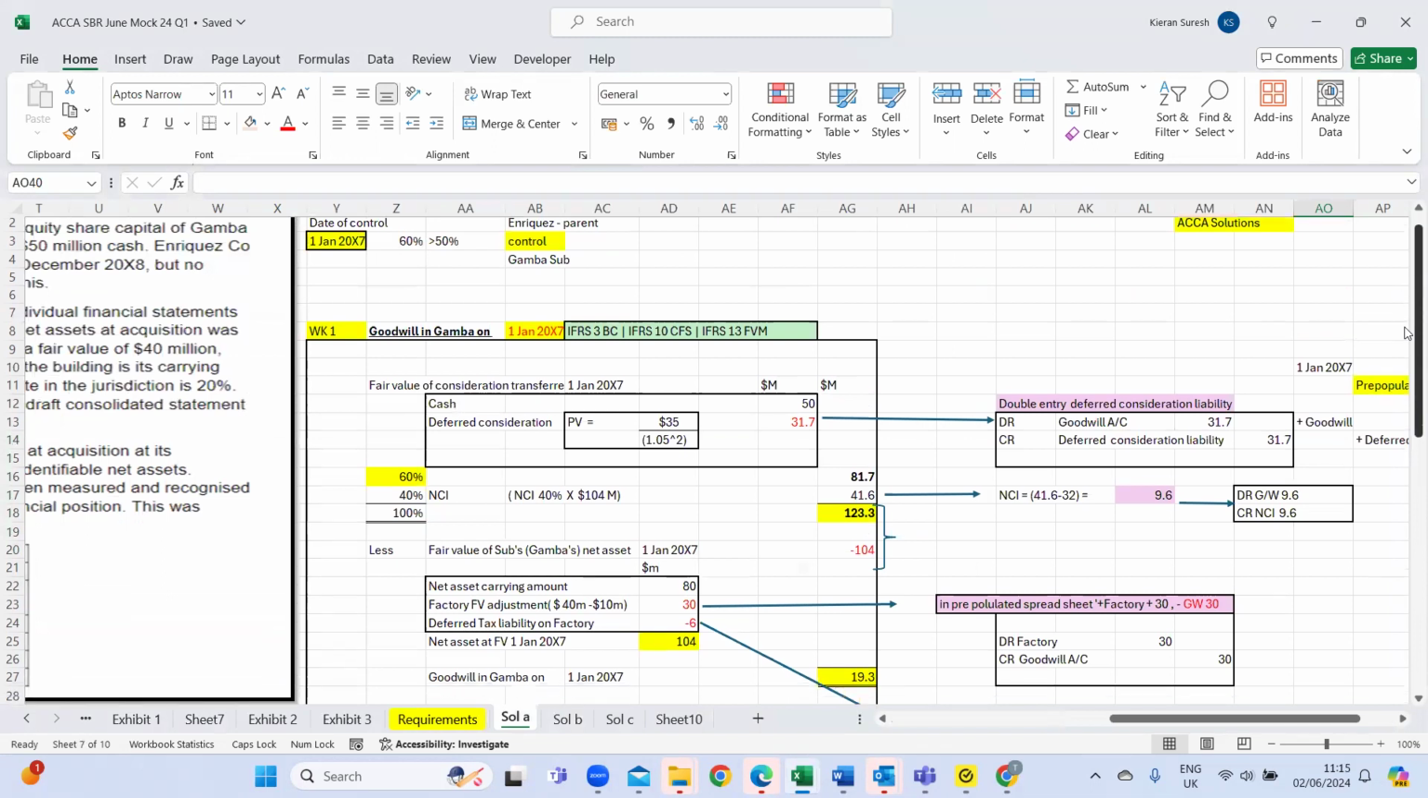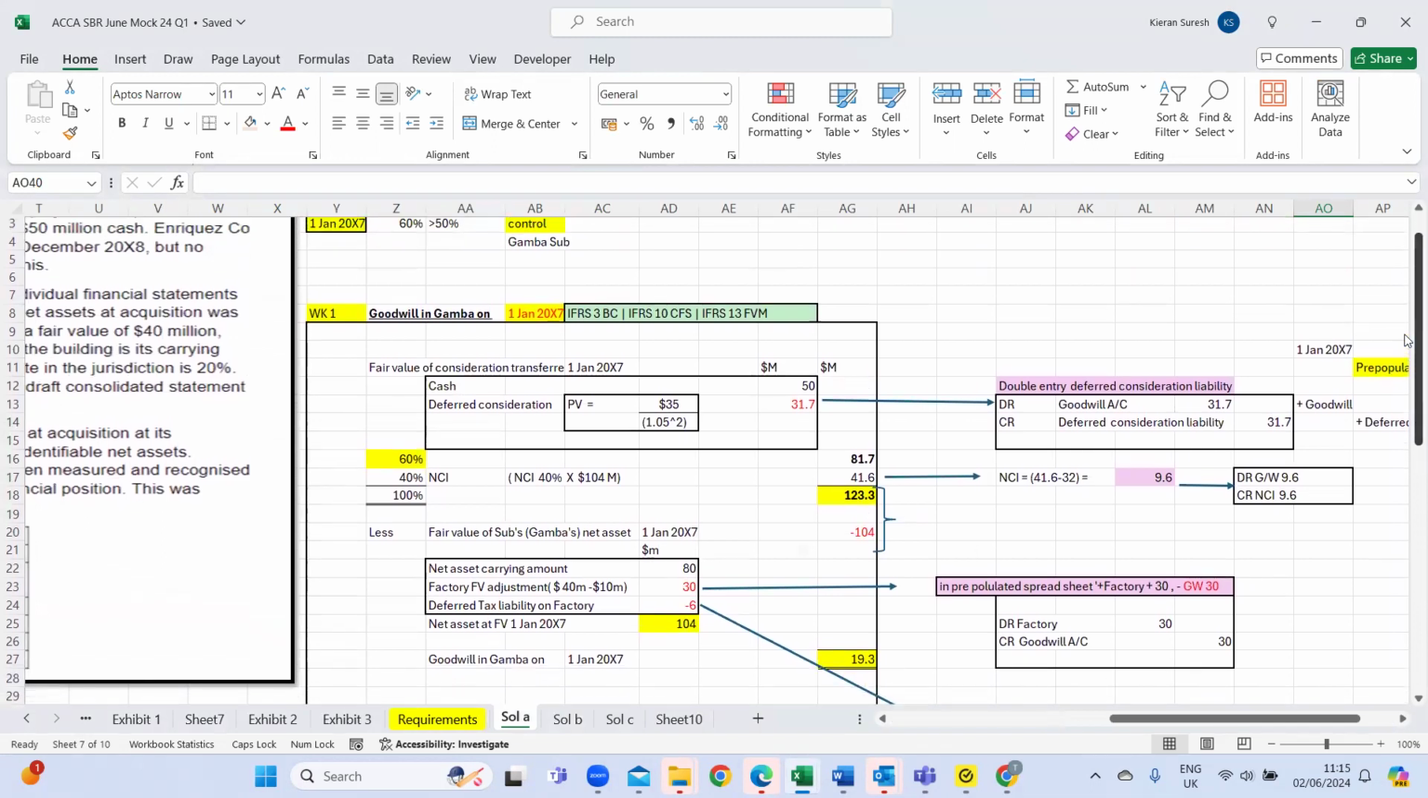the reporting date, right? One of the items that was not taken into account was the deferred consideration. It was a liability. The original figure was 35 million, but we discounted it to reflect the time value factor. This was the discounted figure at the initial recognition date, 1st Jan 2017.